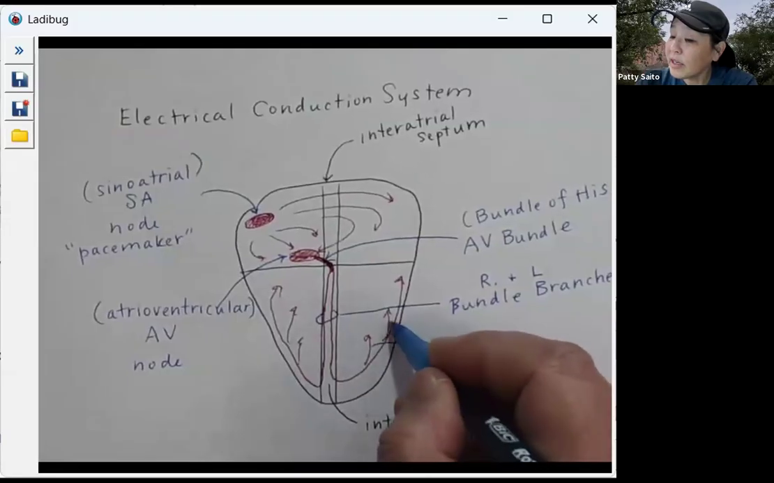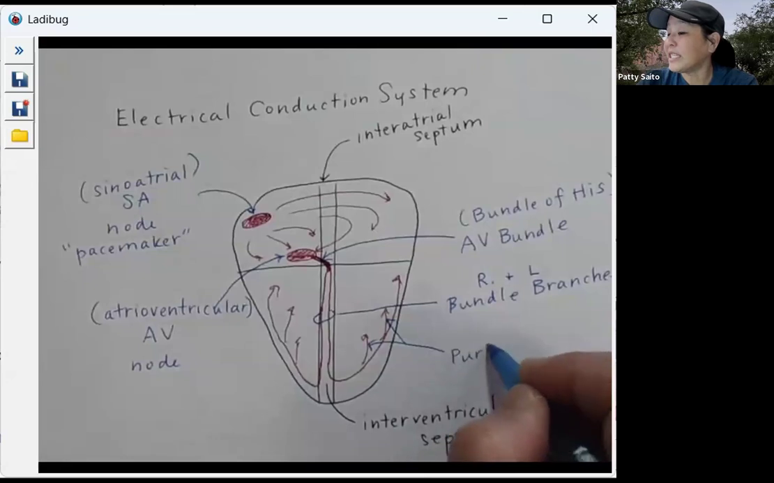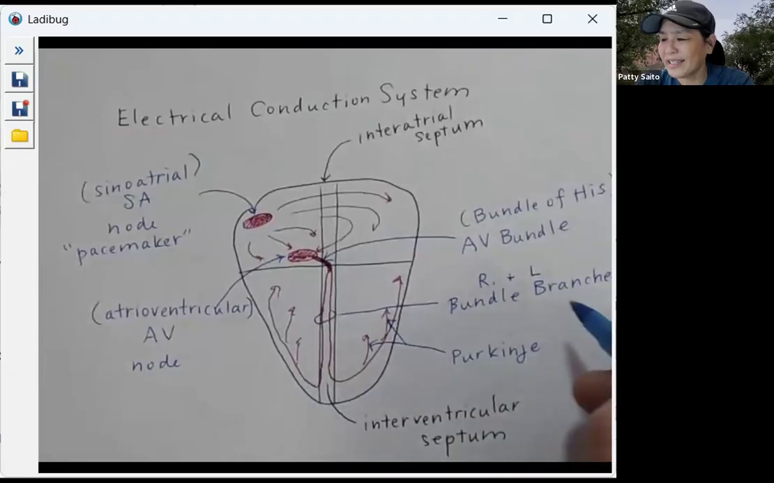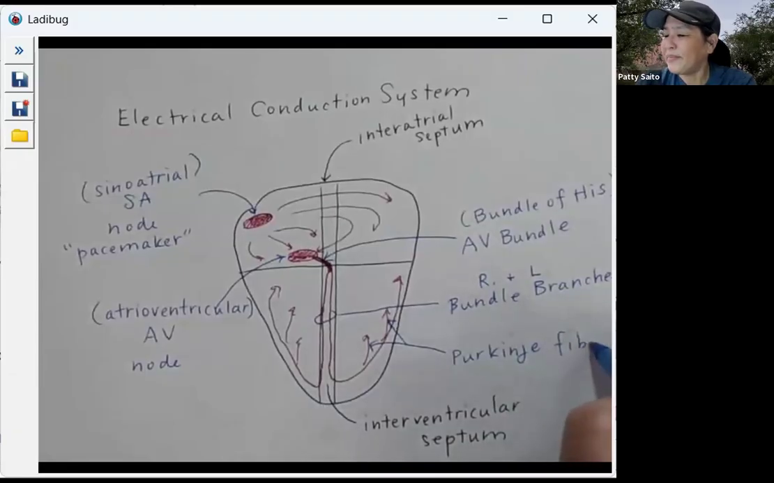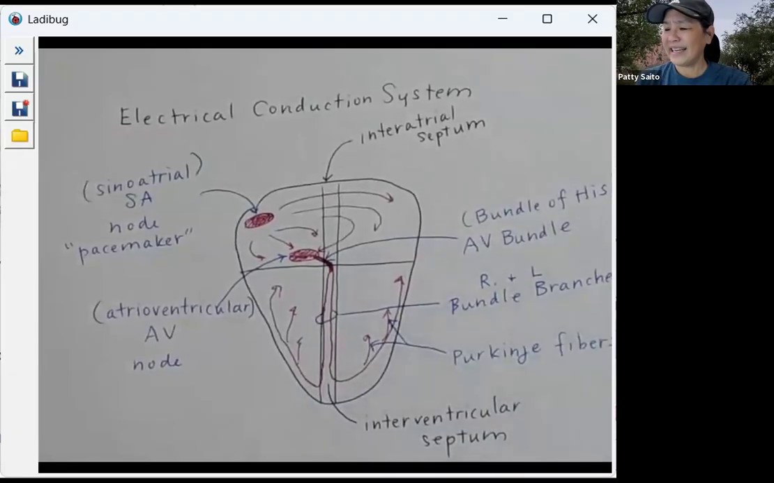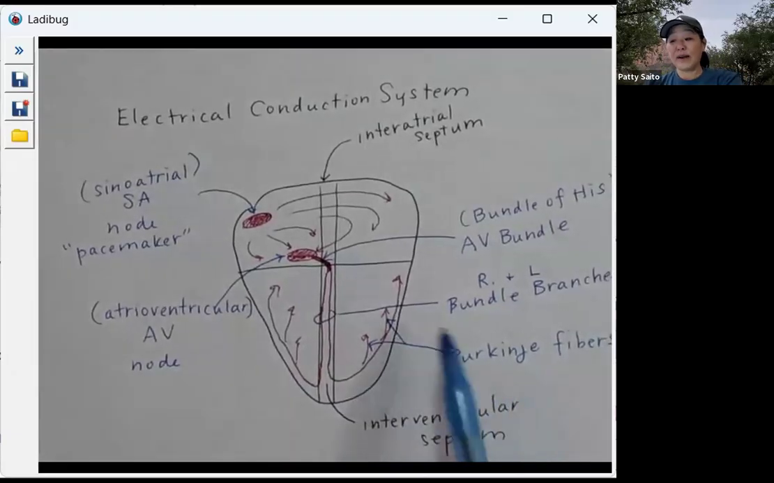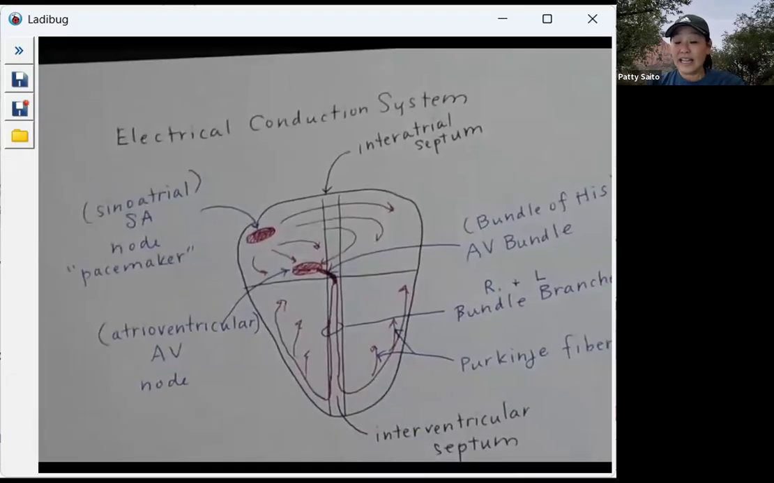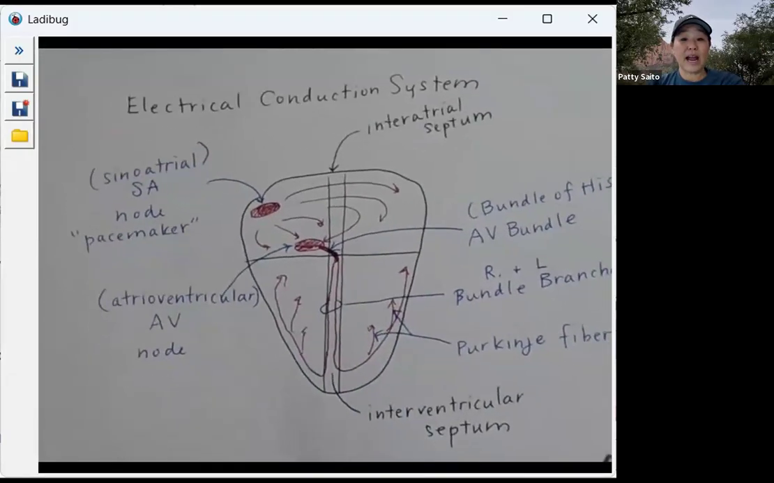These are called Purkinje fibers. Purkinje is a person. And there's not another name for this, not that I've seen. Okay, so these are the Purkinje fibers as it branches and spreads across the ventricles. And then the ventricles will contract.